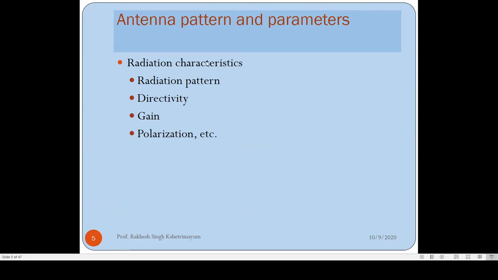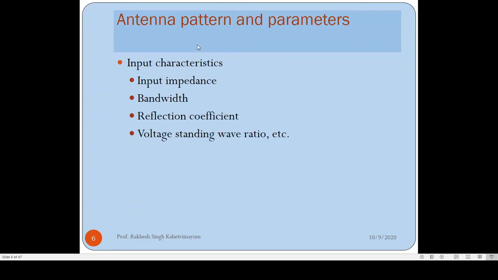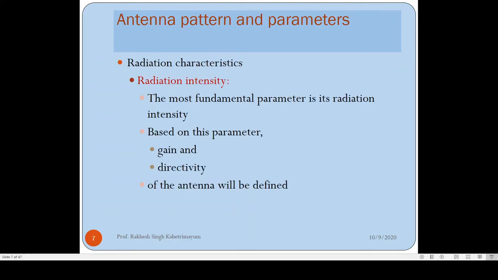Some of the radiation characteristics of an antenna are radiation pattern, directivity, gain, and polarization. Input characteristics of an antenna are input impedance, bandwidth, reflection coefficient, and voltage standing wave ratio, VSWR. In order to understand the radiation characteristics of the antenna, we need to know one parameter which is called radiation intensity. Using radiation intensity, we can define gain and directivity of the antenna.